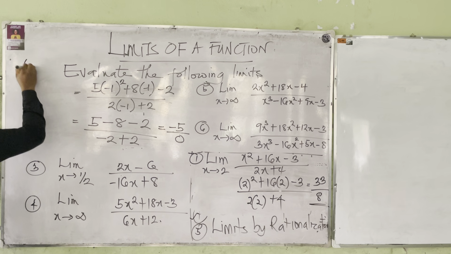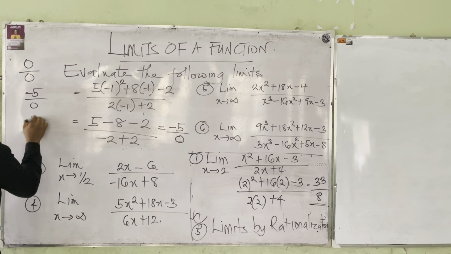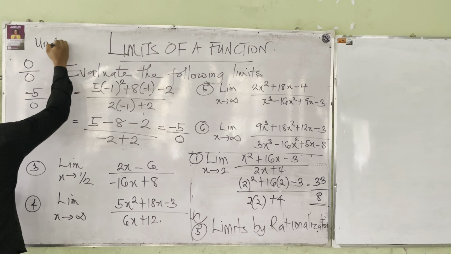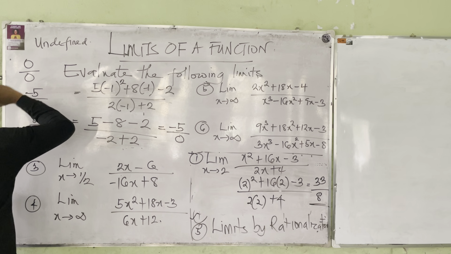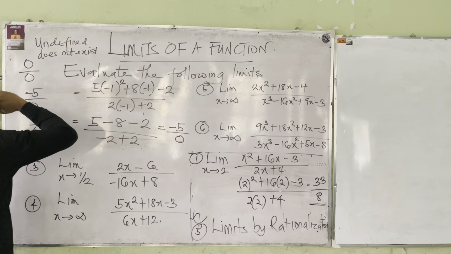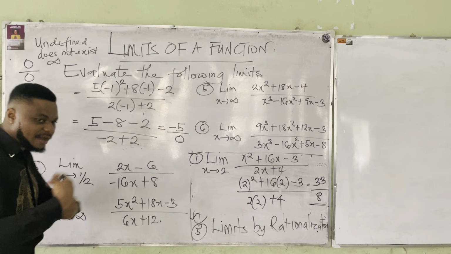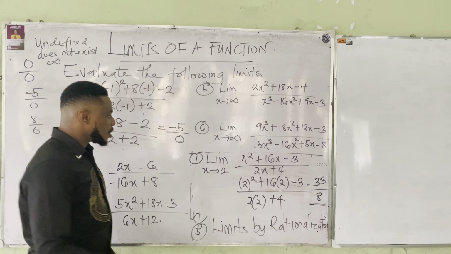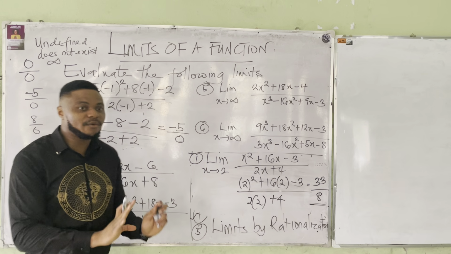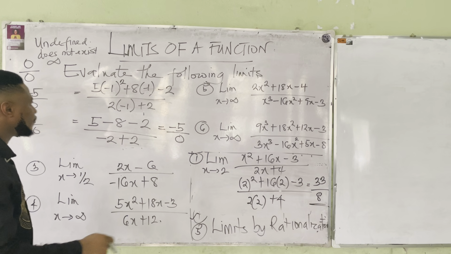Whenever we have 0 over 0, or a number like this, minus 5 over 0, 8 over 0, any number over 0, it means that that limit is undefined, or we say does not exist, or we say infinity. The limit itself is infinity. Please don't confuse this with x tending to infinity. It does not mean that x is tending to infinity. That one is a different technique altogether.